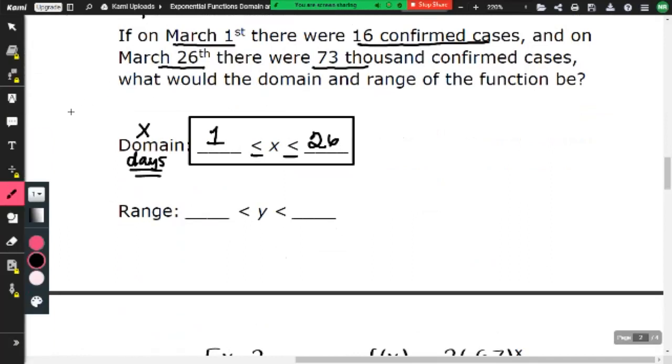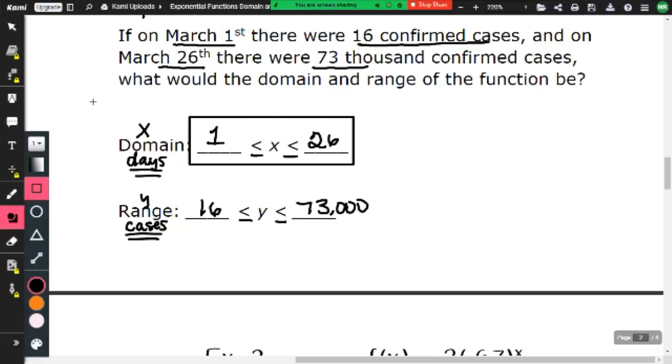Okay. Range. Range is my Y values. My Y values represent my cases. So only look at the cases. What is my lowest number of cases? 16. What is the highest? 73,000. If you want to do the 000, that's fine. If you want to do 73K, okay.